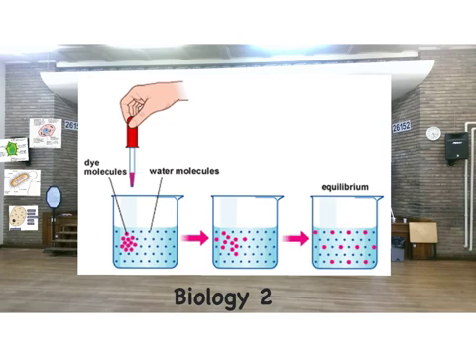Remember, particles diffuse randomly, but the net movement is from a region of high concentration to a region of low concentration. Do not refer to movement along a gradient. This does not tell us whether it is from high to low or the other way.